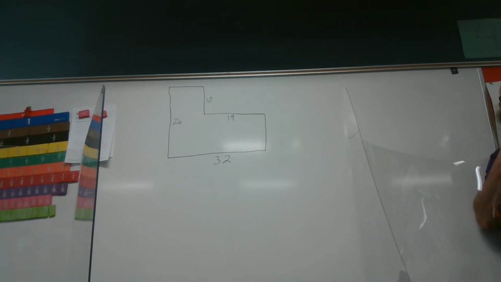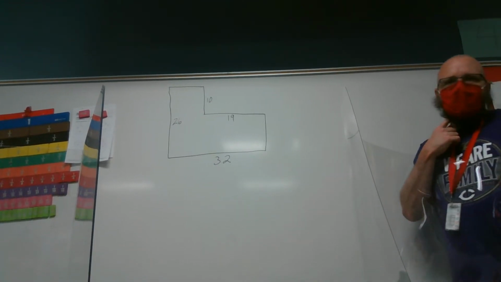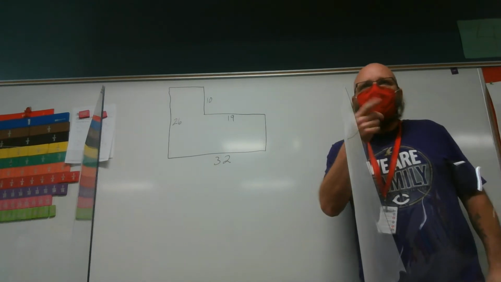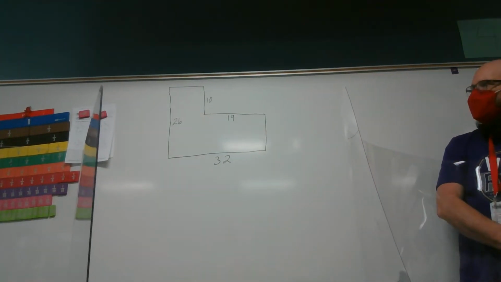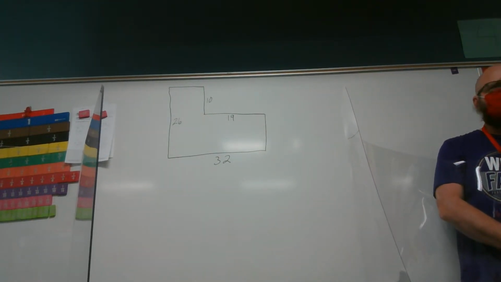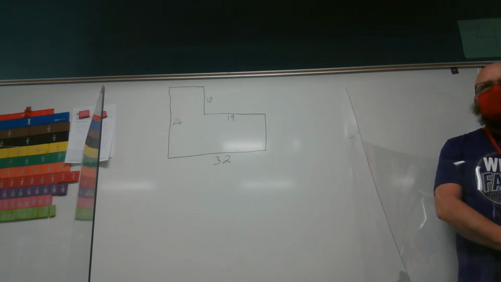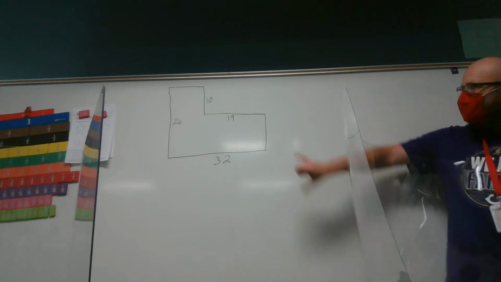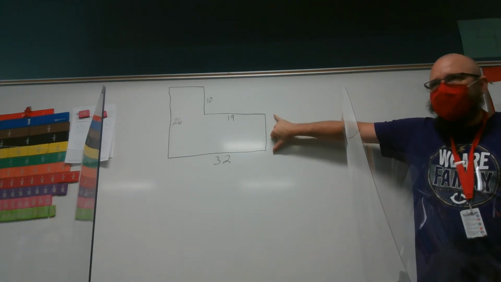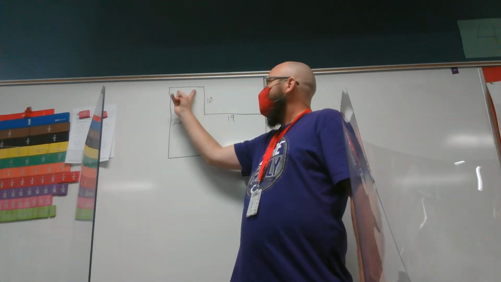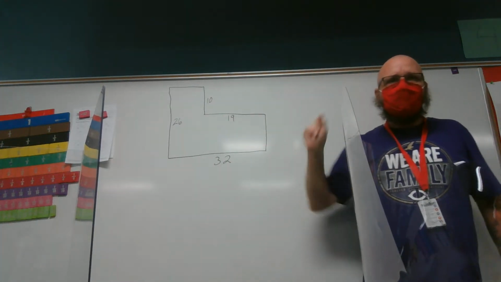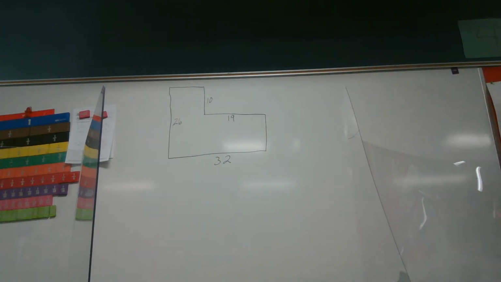So we have a problem with this. Anybody tell me what the problem with this is, Allie? Not all of the sides are there. How many sides are we missing, Allie? Two. We're missing this side, and we're missing this side. So if you just added the numbers that were on there, you're not getting the perimeter.